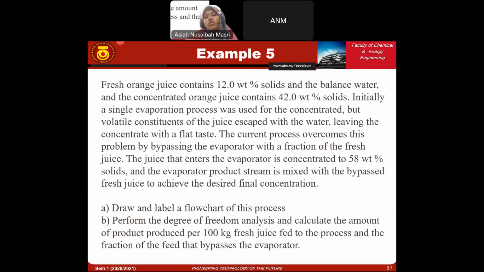Now, the question, if you read back, only mentioned composition. It did not mention the amount at all. So what will be our basis? We have to set our basis. Okay? All right. Try to check your flowchart and let's compare with ourselves.